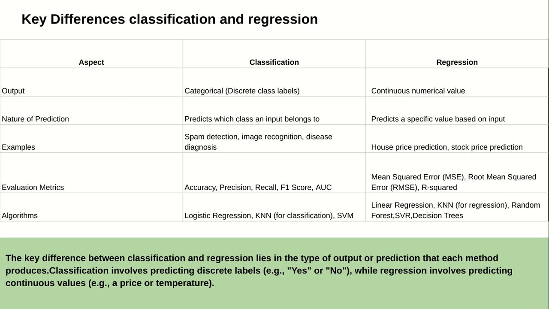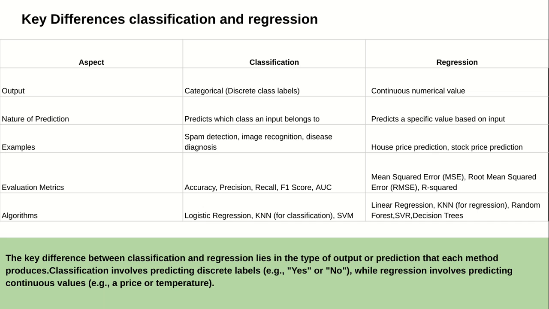For regression, there are continuous numeric values. It can be either moving up or down. And then you have the nature of prediction. Classification predicts which class an input belongs to. So that's why it's called classification. So you are classifying products. For example, we are classifying vegetables. So it predicts the class. If a product is in the category or in the class of vegetable, it will put it there. And if it's a product in the fruits, it will put it there.